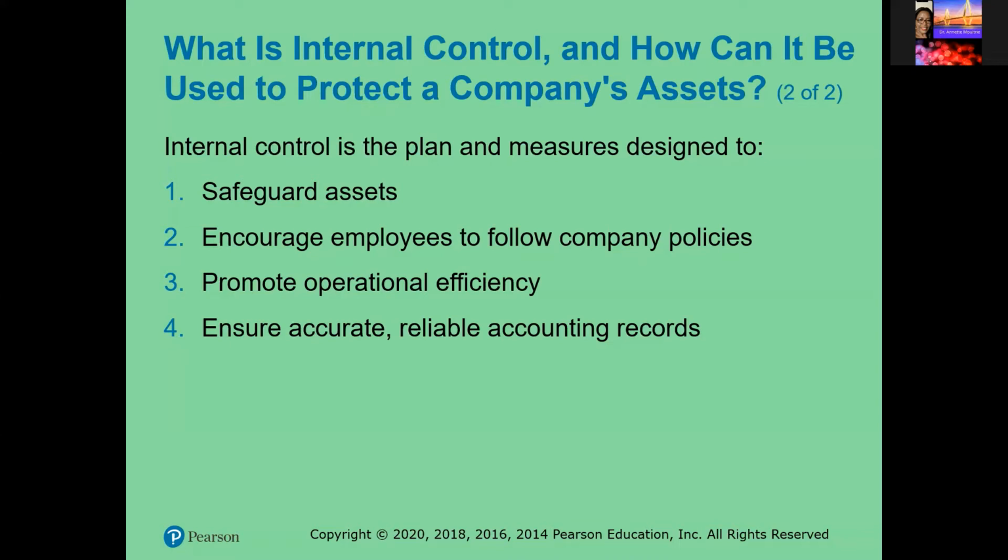So here you see there are 4 ways internal control is measured and designed: 1, to safeguard assets, 2, encourage employees to follow company policies, 3, promote operational efficiencies, and 4, ensure accurate, reliable accounting records.